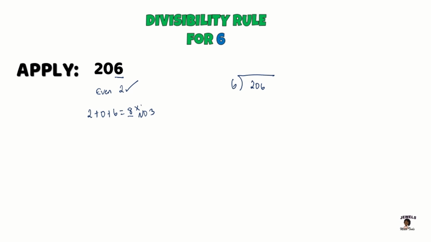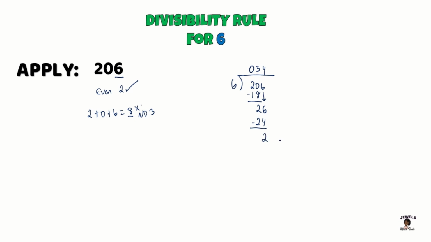So 6 can't divide into 2 since it's less than 6. So we'd say 6 divides into 20 3 times. 3 times 6 is 18. 20 minus 18 will leave us with 2. We're going to bring down our 6, changing 2 into 26. And 6 goes into 26 4 times. 4 times 6 is 24. And 26 minus 24 will leave us with a difference of 2.